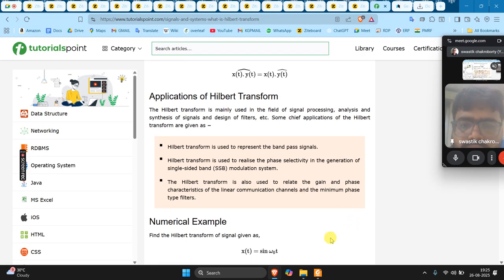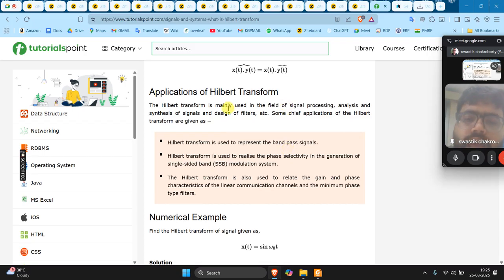The Hilbert transform is mainly used in the field of signal processing, analysis and synthesis of signals, and design of filters. Some chief applications of the Hilbert transform are: it is used to represent bandpass signals. Why? Because you have an in-phase component and a quadrature component, so you are basically creating sidebands, and you are creating that bandpass response. So it is used to represent bandpass signals.